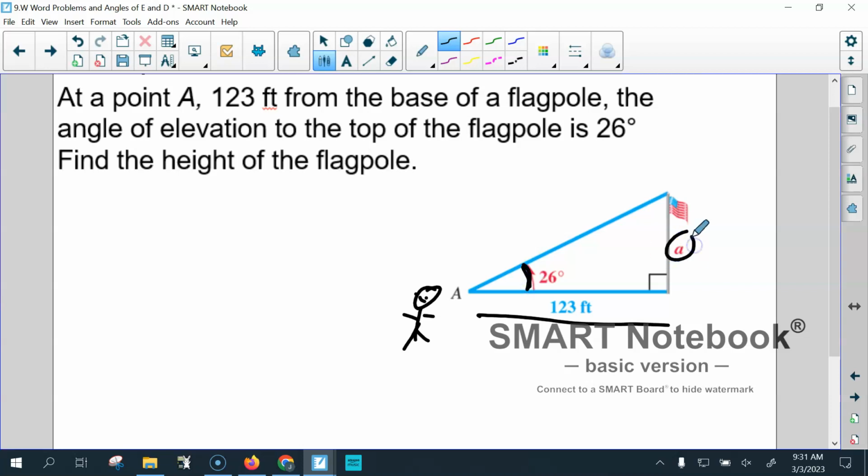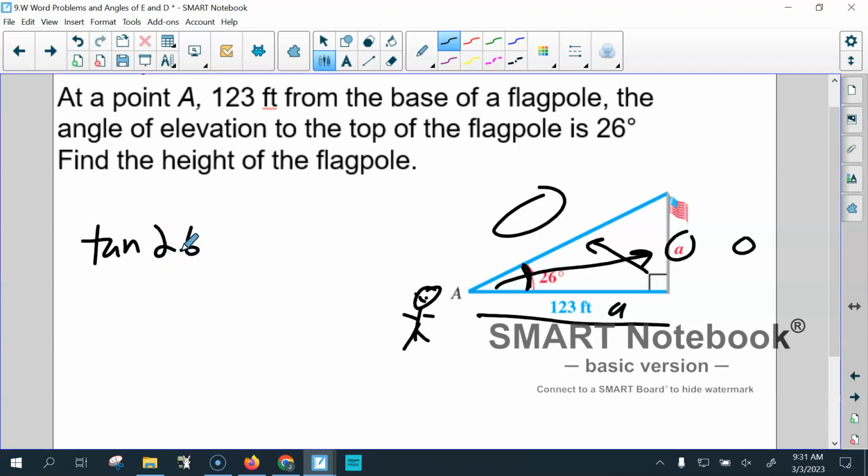Find the height. So from this person, we notice we do not have the hypotenuse. Okay, we don't know what it is. So if we don't have the hypotenuse, we must have opposite and adjacent. This is our opposite. This is our adjacent. It's a good idea to label those just to remind yourself, which means we know we're doing tangent. We do have an angle, so we're going to say tangent of 26 is opposite, which is just a letter. No, that's not a 9, it's an A, over 123.